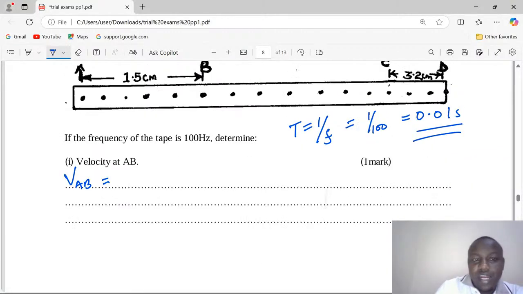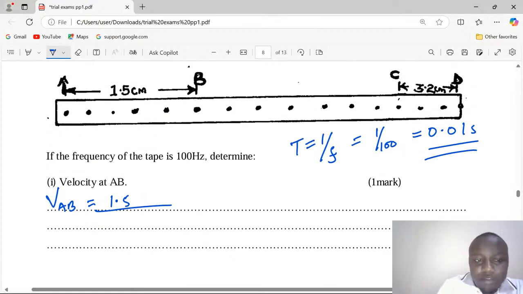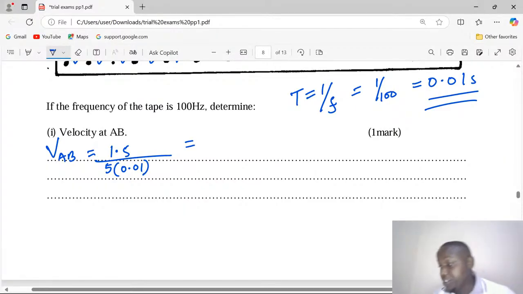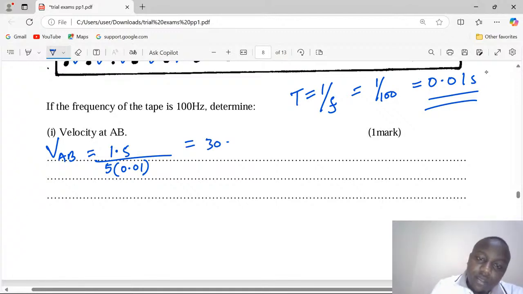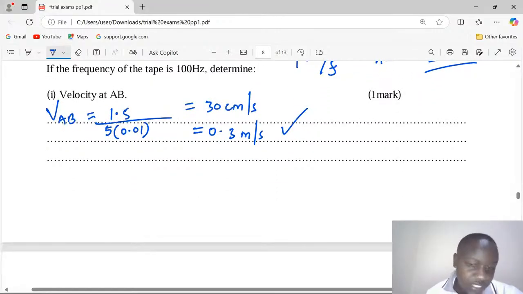So how do we get velocity at AB? The distance there, which is 1.5, divided by the time taken to cover that distance. So we consider the number of spaces: 1, 2, 3, 4, 5. So the time taken will be 5 spaces times 0.01. And this is going to give us exactly 30 centimeters per second, which is 0.3 meters per second.